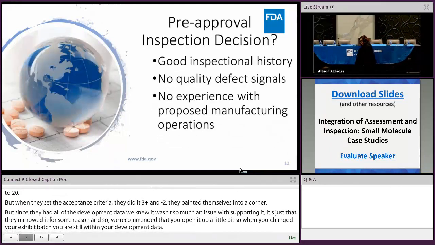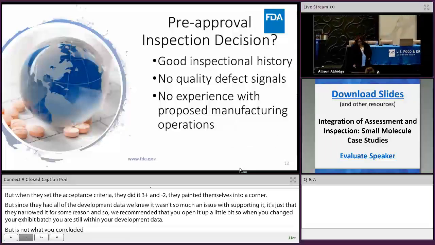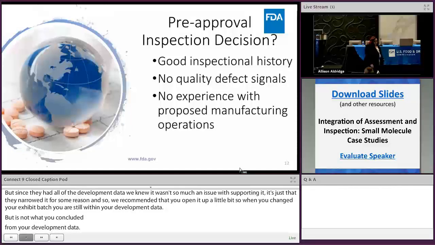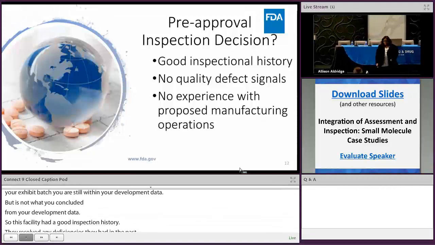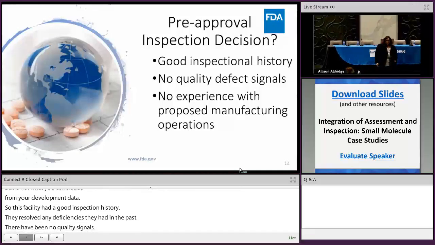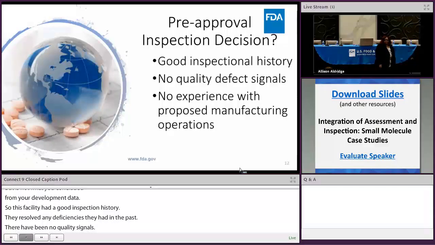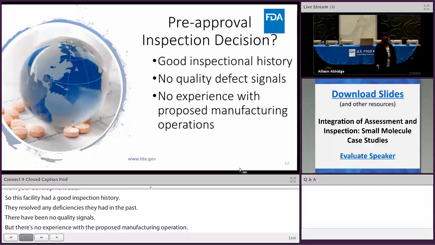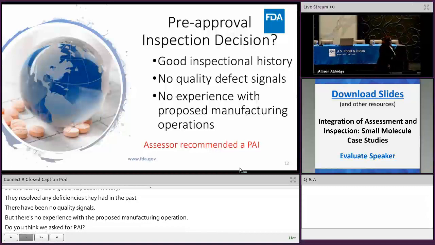So this facility had a good inspectional history. They resolved any deficiencies they've had in the past. There have been no quality signals, but there's no experience with proposed manufacturing operations. Do you think we asked for a PAI? I see some heads nodding. Yes, we did. But it turned out the inspection went very well.